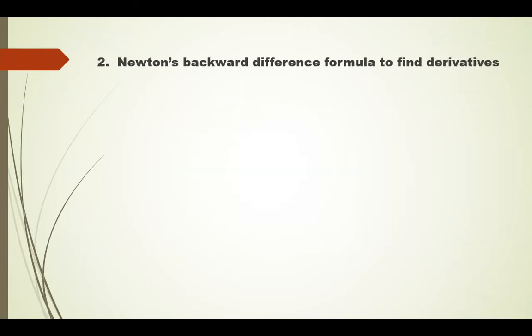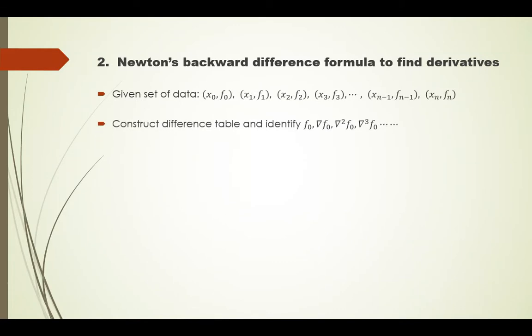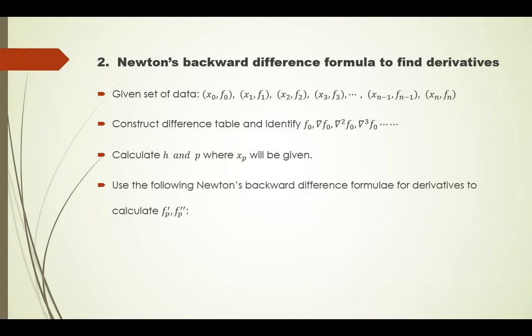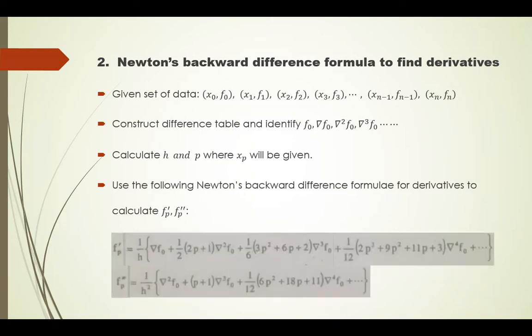Secondly, we are going to discuss Newton's backward difference formula to find different order derivatives. The criteria is the same, that a set of data will be given to you. You need to construct a difference table and identify those differences. Calculate h and p, and xp will be given. And now applying Newton's backward difference formula to find the first and second derivative as follows.